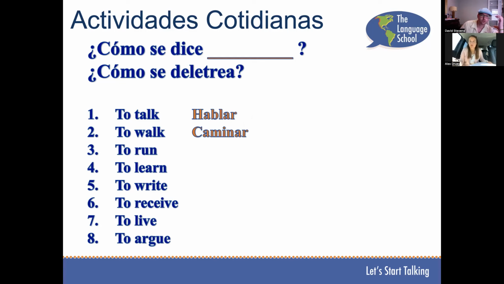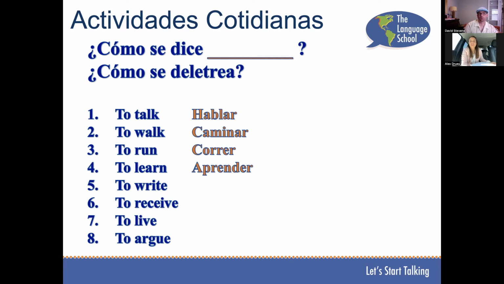¿Cómo se dice to run? Correr. Okay. ¿Cómo se deletrea? Correr. C. O. R. R. E. R. Good. ¿Cómo se dice to learn? Aprender. ¿Y cómo se deletrea? No, ¿cómo se deletrea? Aprender. A. P. R. E. N. D. E. R. Muy bien.